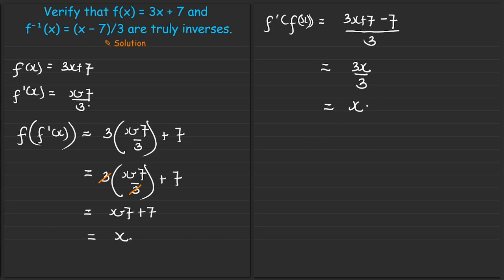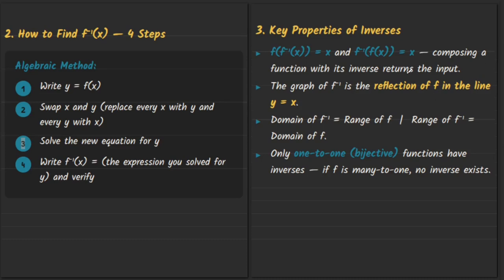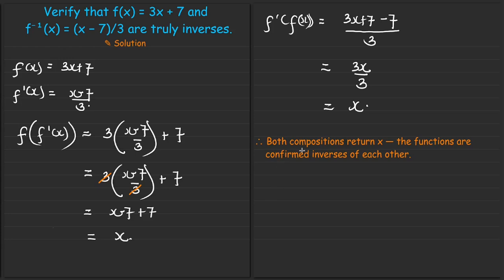And that is what the property says. It says composing a function with its inverse retains the input. Hence our conclusion. Therefore, both compositions retain x. The functions are confirmed inverses of each other. Very simple.